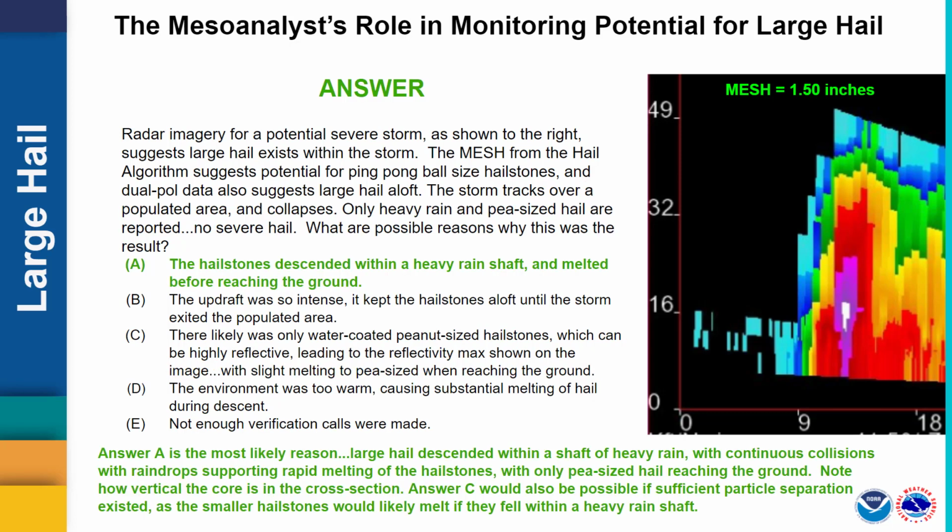The most likely reason would be answer A, that large hail that likely existed in the storm, as demonstrated by a dual pole radar, descended within a shaft of heavy rain, with continuous collisions with raindrops supporting rapid melting of the hailstones, with only pea-sized hail reaching the ground. Note how vertical the core is in the cross-section. Answer C would also be possible if sufficient particle separation existed, as the smaller hailstones would likely melt if they fell within a heavy rain shaft.